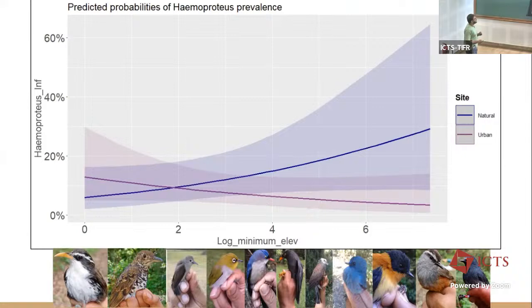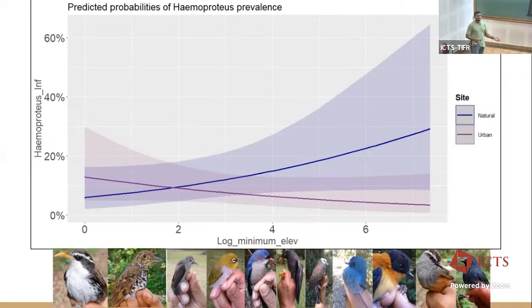in urban forests, for Hemoproteus in specialist birds, see, this is minimum elevation. The higher the minimum elevation, the more specialist the bird. And in specialist birds, Hemoproteus is going down in urban forests. So in urban forests, if I look at specialist birds, there is very little Hemoproteus. But in natural sites, it's going up. So Hemoproteus is acting differently in specialist birds between sites, which is very interesting.